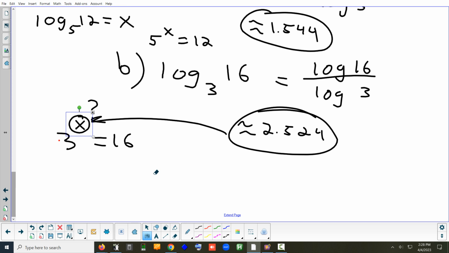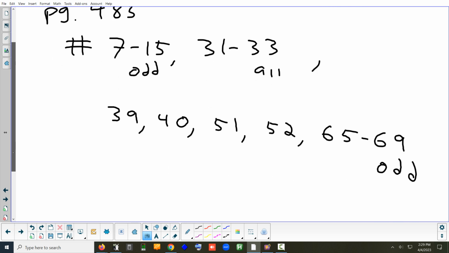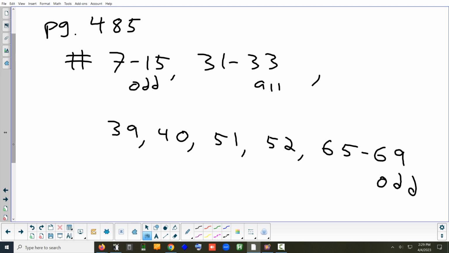Okay, any questions on that? So 3 things we looked at today. The properties, which is a pattern you got to recognize. The combining and splitting. And lastly, the change of base formula. So that's homework for tonight. You will need a calculator to do the change of base formula problems. But it doesn't have to be graphing. Any scientific calculator will.